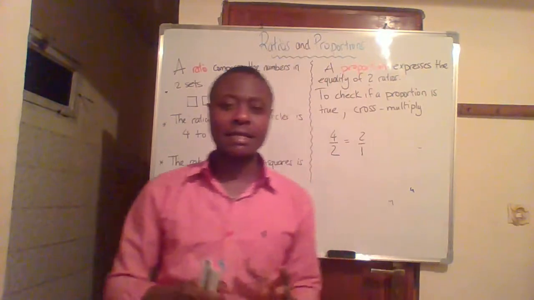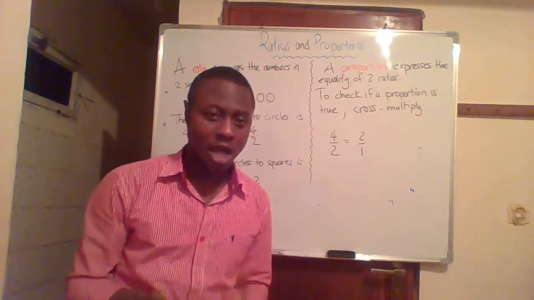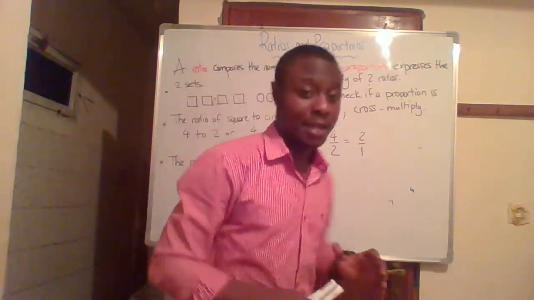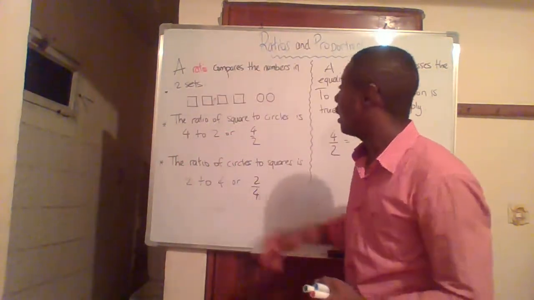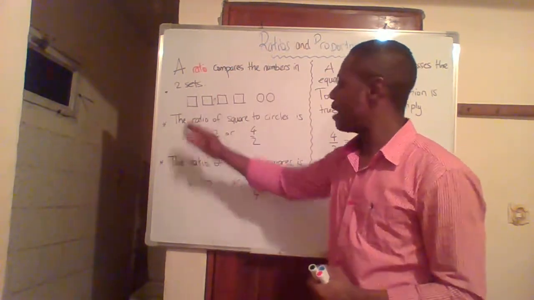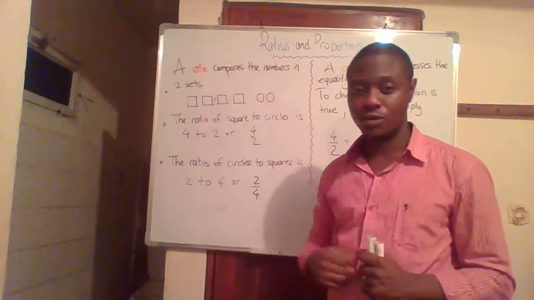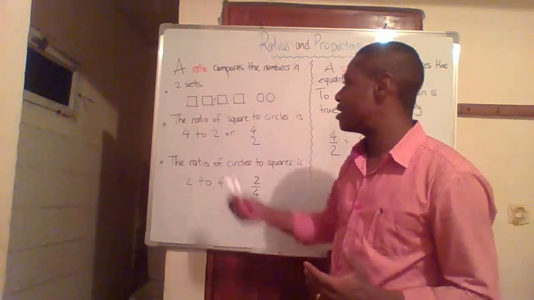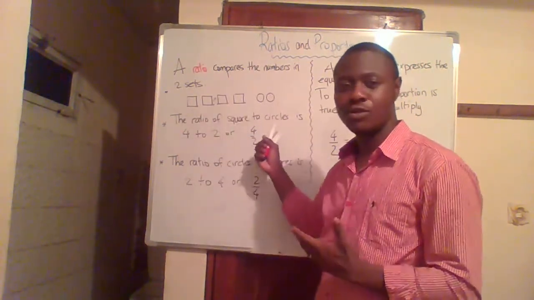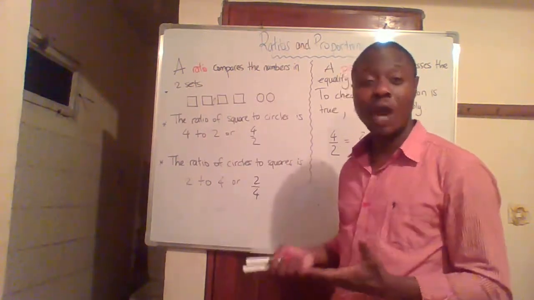A ratio is simply a comparison of two quantities, of two numbers. I'll give you an example or many examples. Here I have a set of plain figures. I have 1, 2, 3, 4 squares and 1, 2 circles. Now I want to compare the amount of the squares to the amount of the circles. That's a ratio.